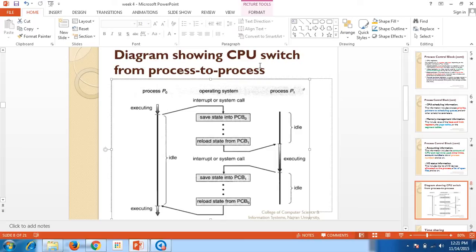It's very easy. The thing you need to understand is that whenever we are going to stop a process, we need to save its state. What is its current state? Waiting state, ready state. So what is it currently? And then when you are going to execute any process, you need to reload the state from the process control block.